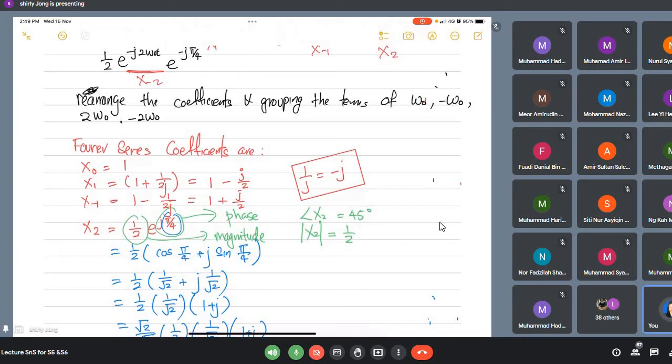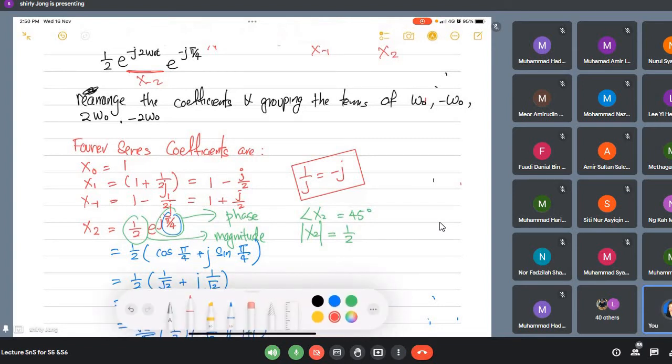Okay, for this one, for example the first one, x1, you are already in a complex number. So if you're in a complex number, you need to find the magnitude and phase. So you need to follow the formula. Let me show you here.